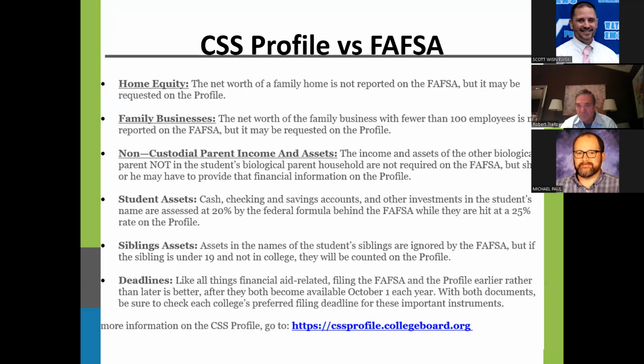FAFSA is free. CSS Profile comes at a cost. Your first profile student aid report, $25. Actually, if you break it down, it's $9 to fill out the application and $16 for every school you send a copy to. In some cases, if your income is low, they will give you a fee waiver and you won't have to pay. So again, custodial parent and non-custodial parent, as opposed to the FAFSA.